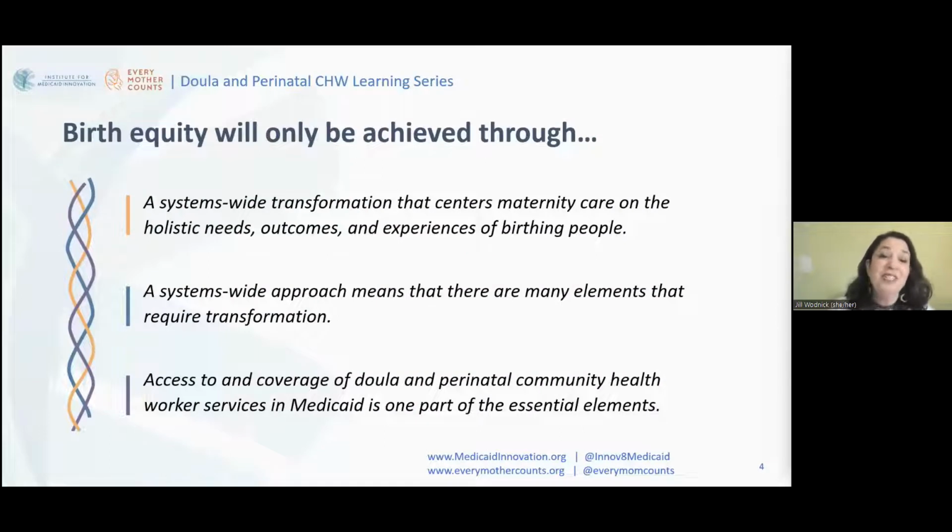Before we hear from our speakers for this session, we feel it's important to continue to reiterate that we must avoid placing the burden of addressing all maternal health inequities solely on the shoulders of doulas and perinatal community health workers. As previously stated, access and coverage to doula and perinatal community health worker services in Medicaid is just one element of a multi-pronged approach that's needed to support system-wide transformation.